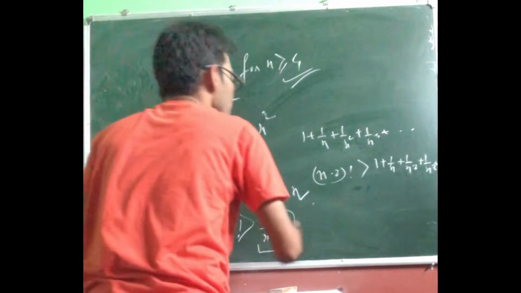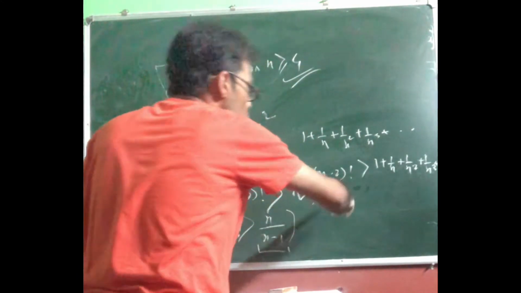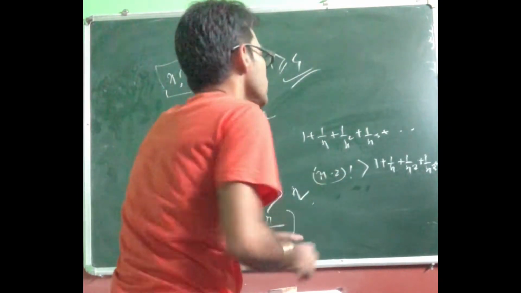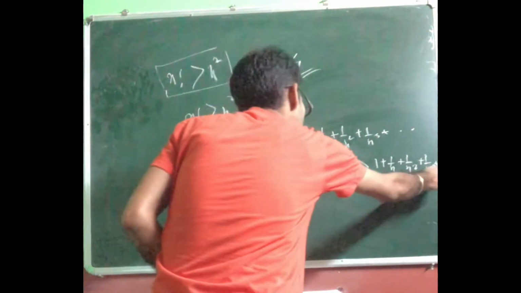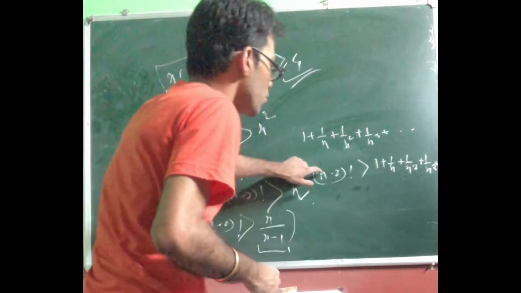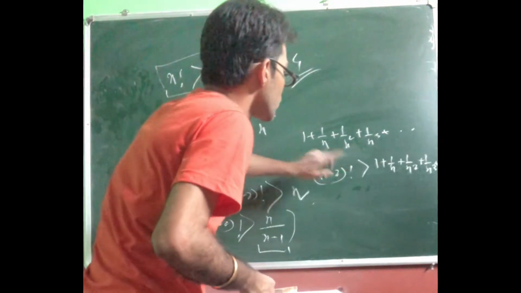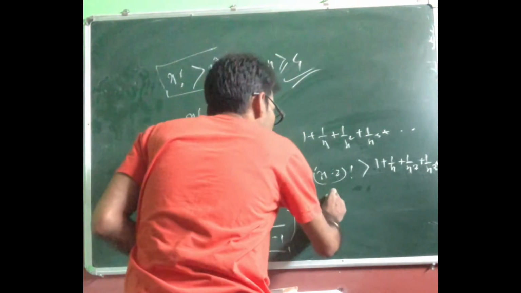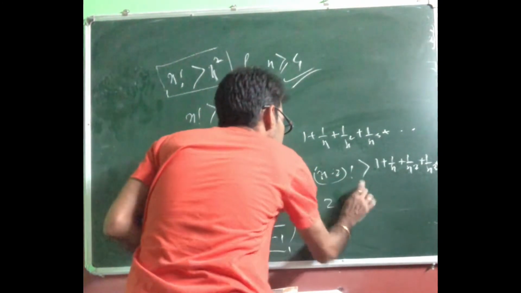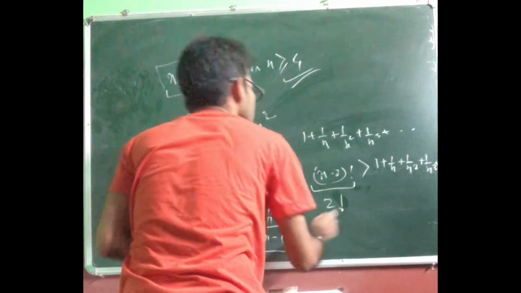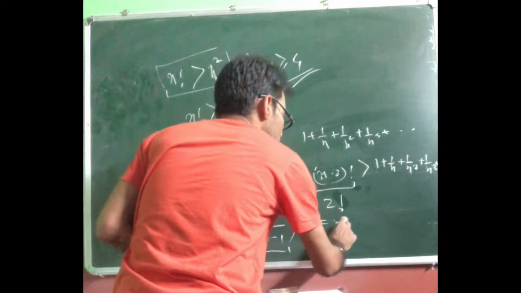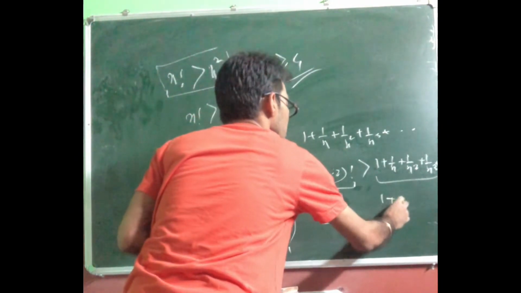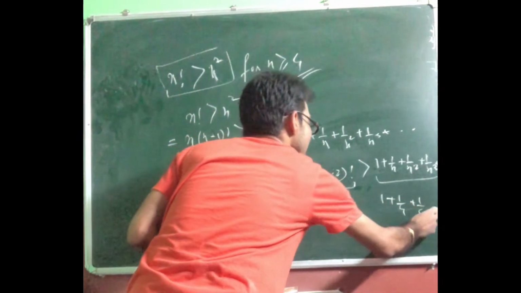So the moment n is equal to 1, 1 minus 2 factorial is not valid. For n equal to 2, 2 minus 2 factorial is 0 factorial, which is 1, and here it is all definitely greater than 1. If I put 3, 3 minus 2 is 1 factorial, which is 1, and here 1 plus something, so definitely again does not make sense. Now when n is equal to 4, this becomes 2 factorial, which is 2, and here this becomes 1 plus 1 by 4 plus 1 by 8 and so on.